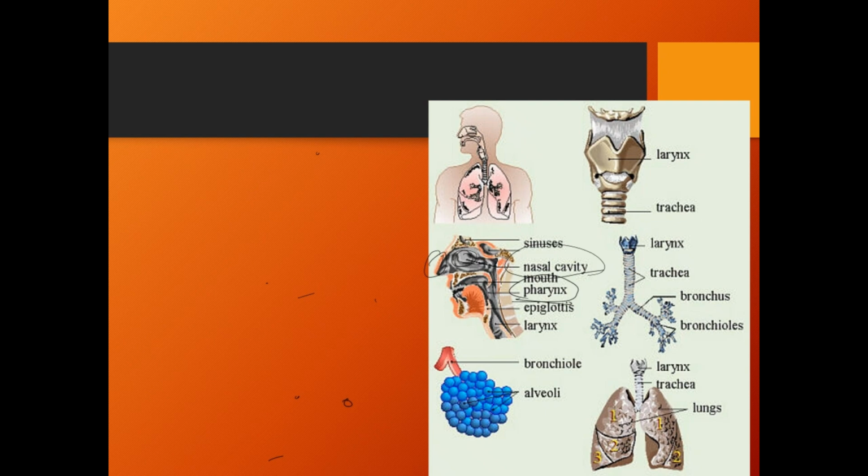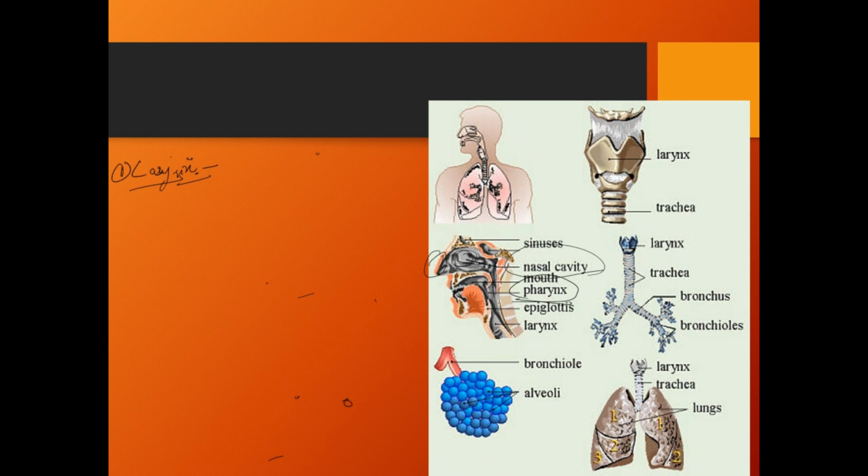So what happens in terms of the larynx or the voice box? During inhalation, when we inhale the gas, the vocal cords are relaxed and the glottis becomes wide. During exhalation, when we exhale, contraction occurs and the glottis becomes narrower.